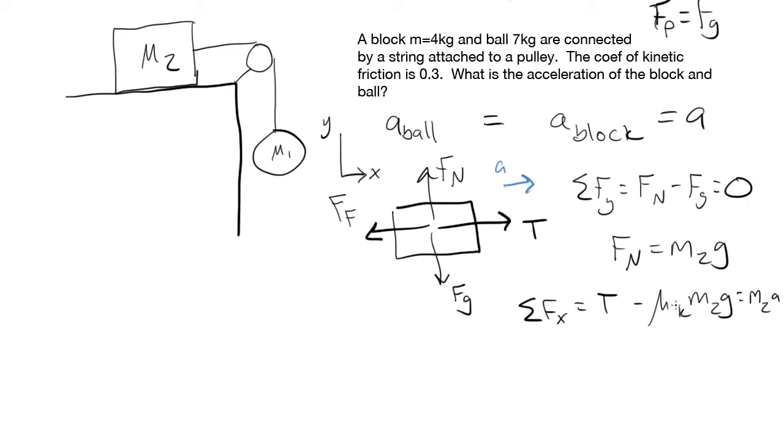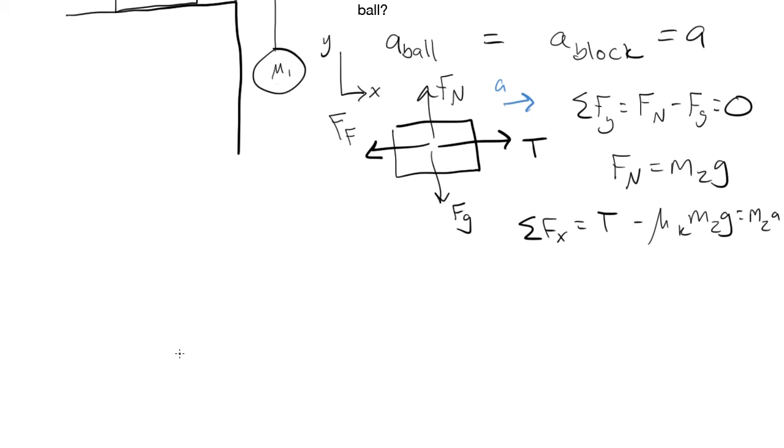All right, so I've solved here for the acceleration. The problem is I don't know tension. I know everything else besides tension, so I'm going to need another equation. Luckily, I have another object. So let's move on to the ball. The ball is a bit simpler. I've got tension pointing up and gravity pointing down. Nothing happening in the x direction.